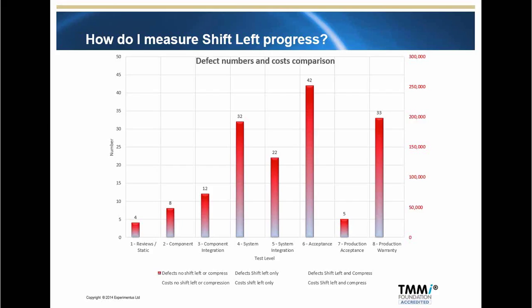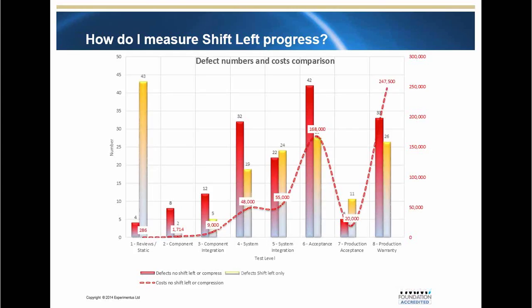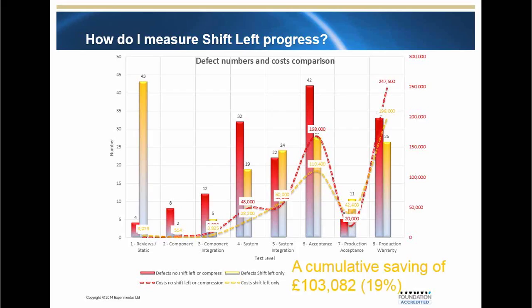This first slide represents the baseline position with no shift left and compress, first numerically, then plotting out cost for each stage over that. If we apply just shift left activities by themselves, we see the same number of defects detected in a different distribution, shifted left within the life cycle, and the corresponding costs for each stage. This by itself represents a cumulative saving of £103,000, or 19%.